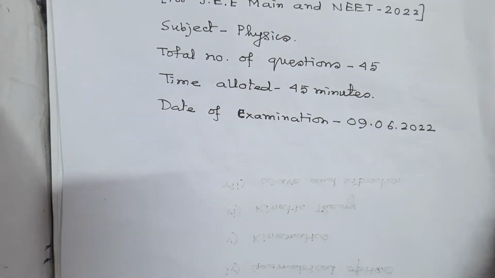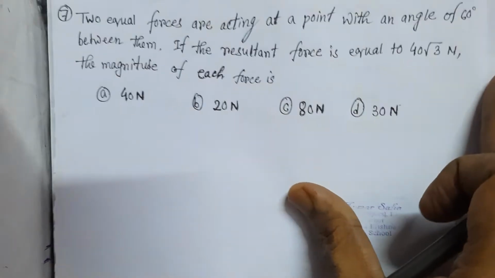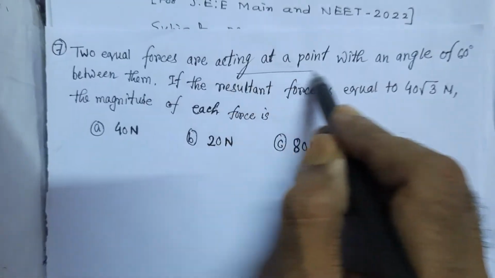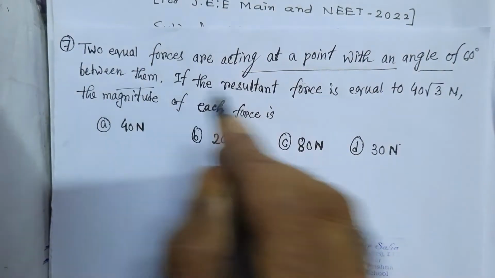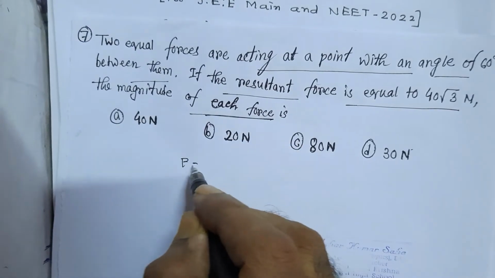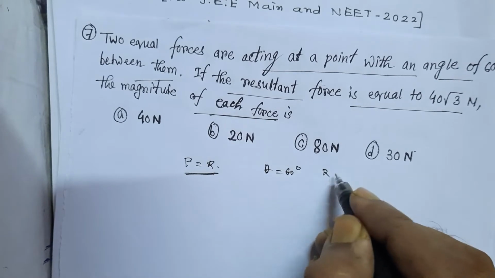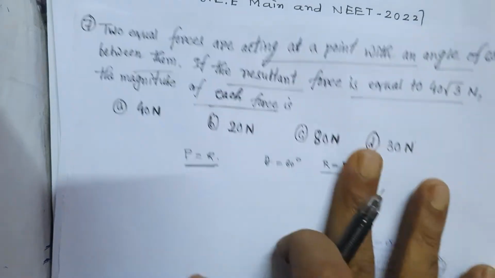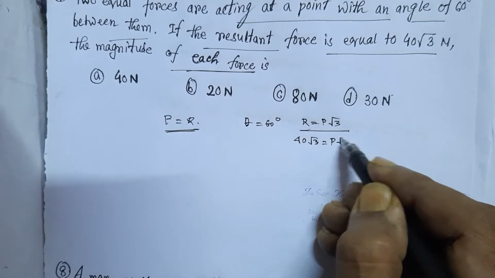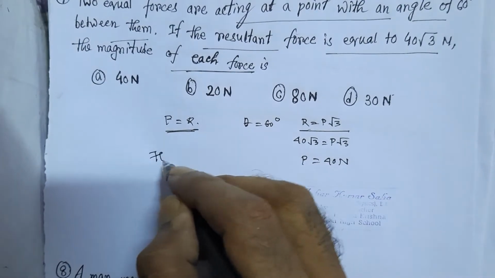Now let us go to the question number 7. In question number 7, we see that it is a question from vector algebra. Two equal forces are acting at a point at an angle 60 degree between them. If the resultant force is 40 root 3 Newton, then each of the force. We know that if P equals Q, two forces, and the angle in between them is 60 degrees, then the resultant R equals P root 3. So here R is 40 root 3. So 40 root 3 equals P root 3, which implies that P equals 40 Newton. So the correct answer to the question number 7 is A.